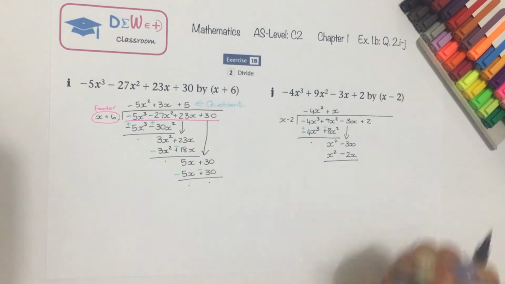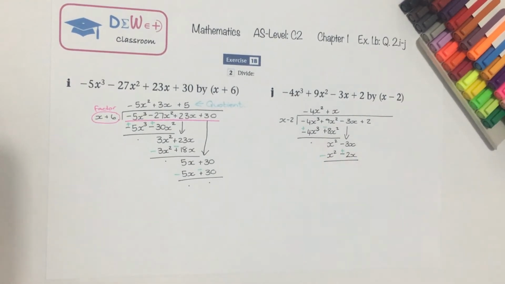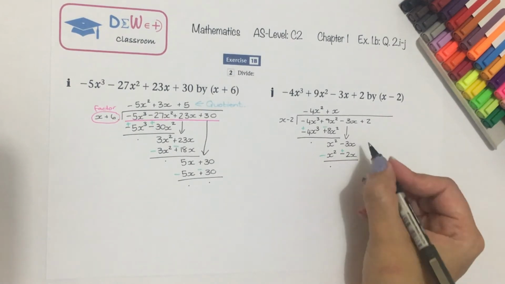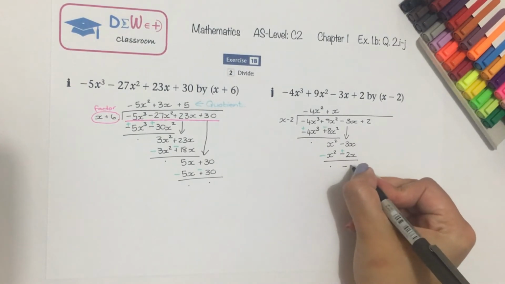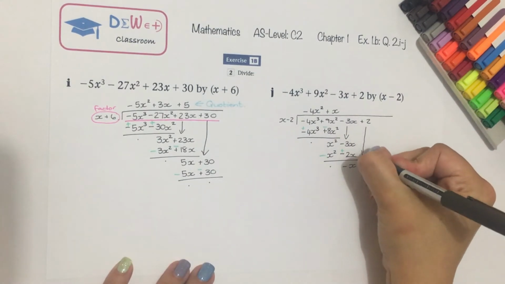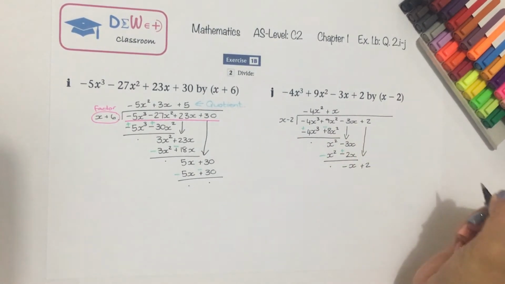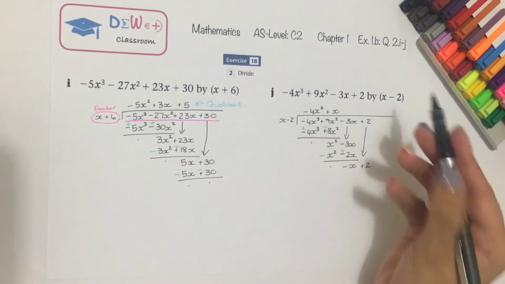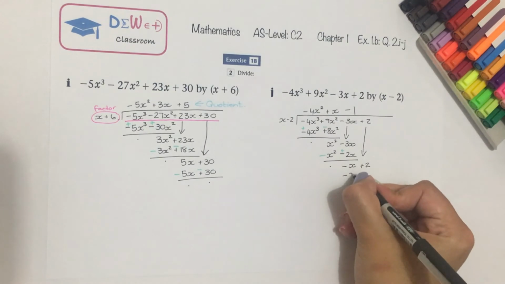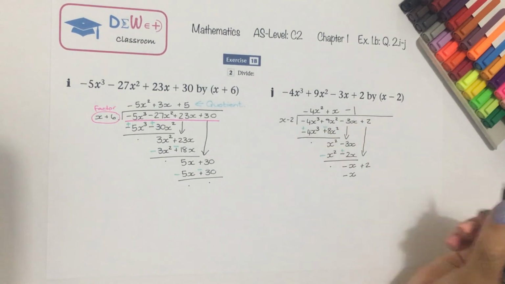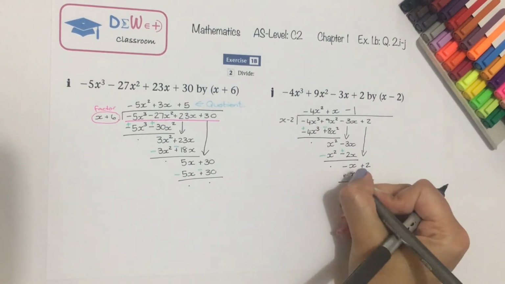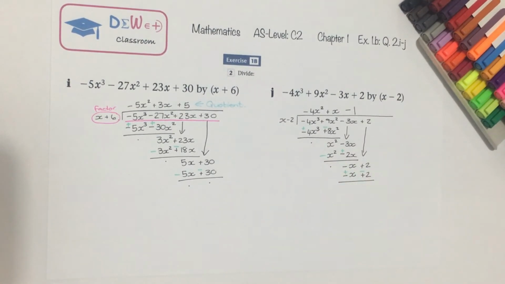Remember, when we subtract, we change the signs. So x squared minus x squared is 0. Minus 3x plus 2x is minus x. And then we bring down the plus 2. Minus x divided by x is minus 1, because minus 1 times x will give us minus x. Minus 1 times minus 2 is plus 2. When we subtract them, we change the signs.